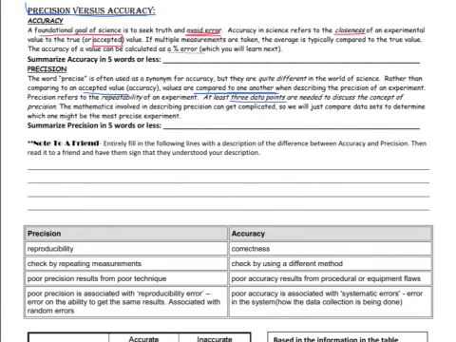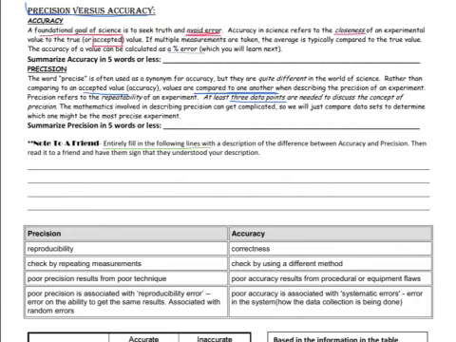Now that you have summarized both accuracy and precision in 5 words or less, I want you to write a note to a friend. And notice this. I want you to entirely fill in the following lines. Last week when I checked your packets, many of you had only filled in a couple words in each line. I give you about the amount of lines that I expect you to fill in. So from now on, if I give you 4 lines, please use all 4 lines to do the prescribed assignment.